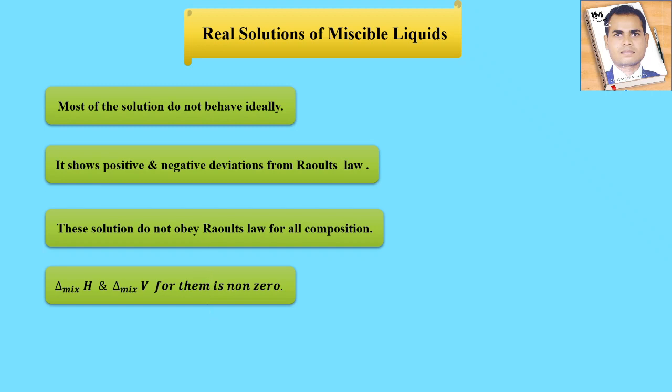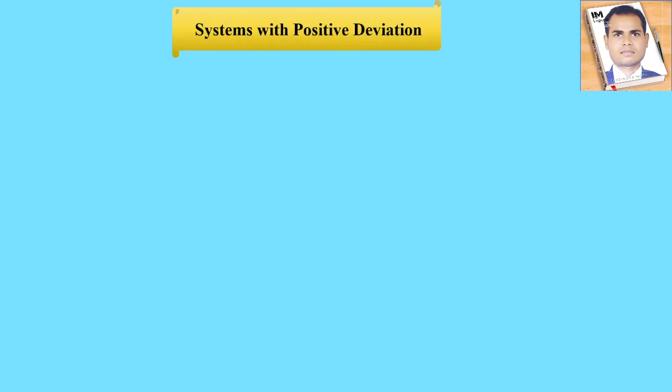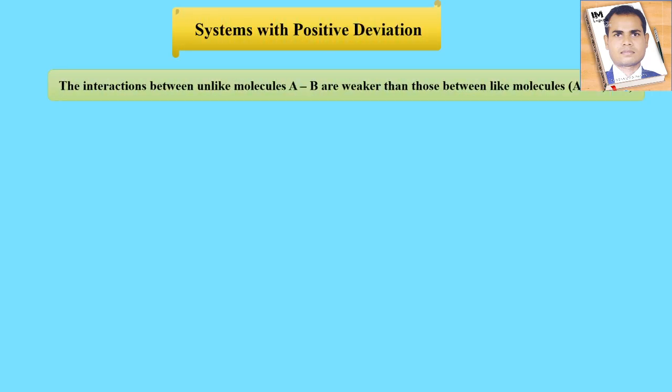So we have to see the systems with positive deviations. In this case, the interaction between unlike molecules A and B is weaker than those between the like molecules. They are two different components, so they are unlike, and the interaction is weaker. But for like molecules, both are the same, it may be A or it may be B, so they will be stronger than AB.